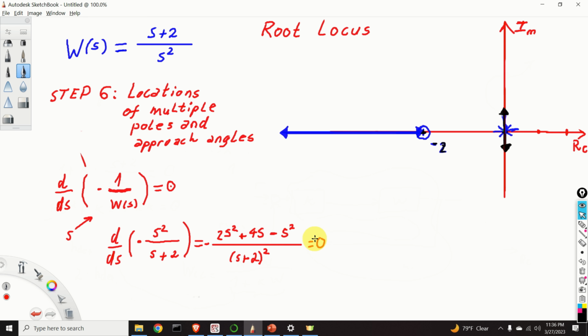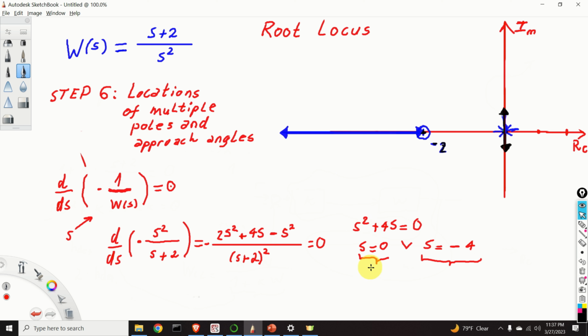Consequently, we have the following expression: s squared plus 4s should be equal to 0. And this equation has two solutions: s is equal to 0 or s is equal to minus 4. These two points are candidate points for multiple poles. Let us investigate, are these points actually the points of multiple poles?